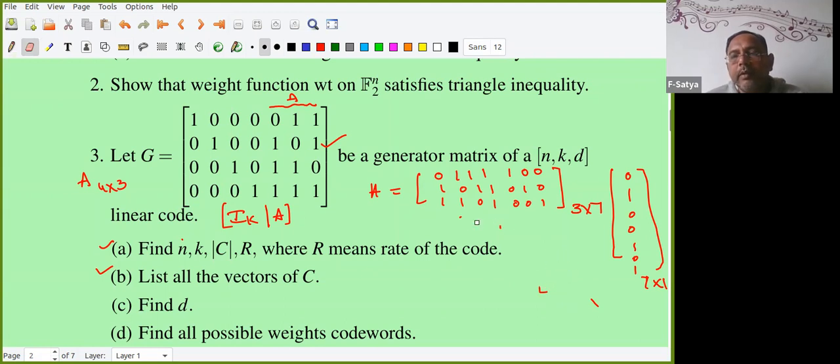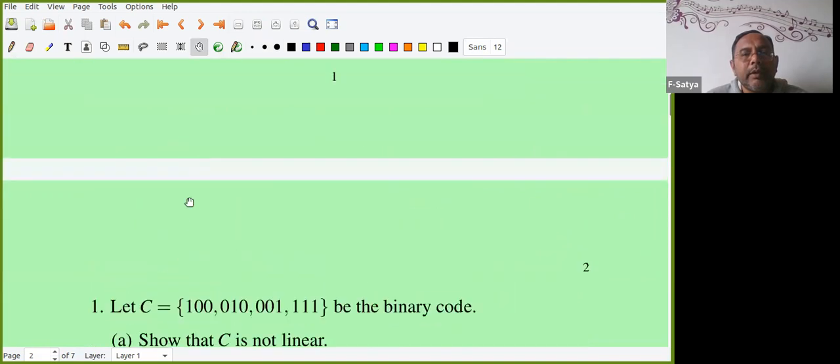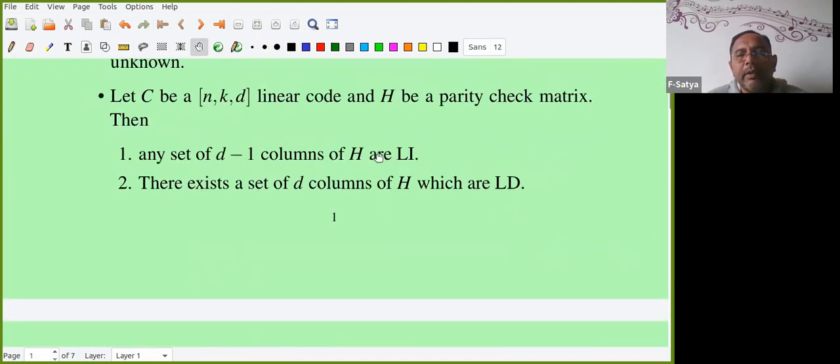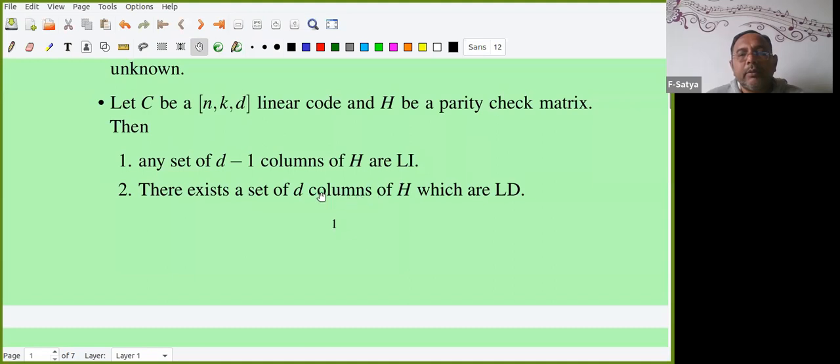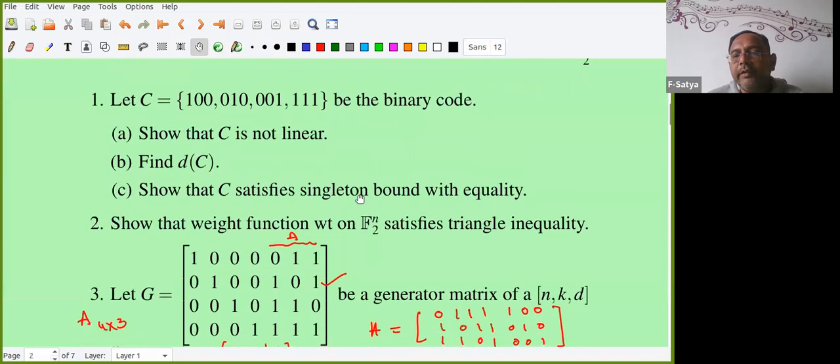Okay, now I want to find the distance. Correct? Distance of the code. But you remember I said one thing in the beginning. Any d minus 1 columns being linearly independent, and if there exist d columns which are linearly dependent, then we'll say that the distance is d.